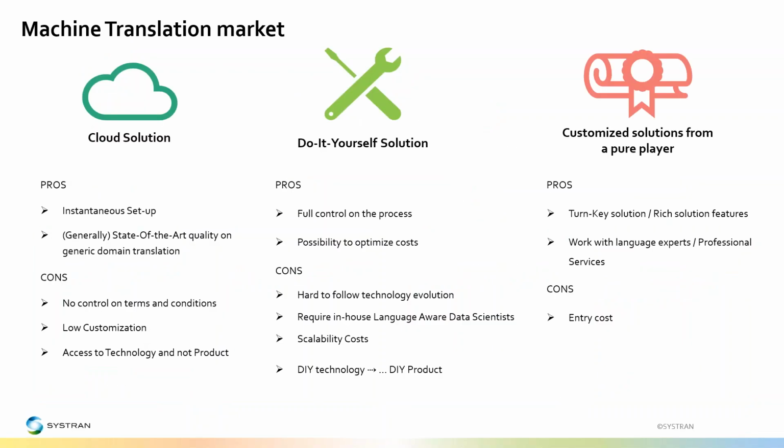The constraints: it's no control on terms and conditions. Let's say it's accept or do not use it. In the majority of cases, low customization features. You cannot import your user dictionary. You cannot manage your translation memory. You cannot connect your CAT tool within this cloud solution. And you buy technology, but not a product, as you can do with an on-premise solution, for example.